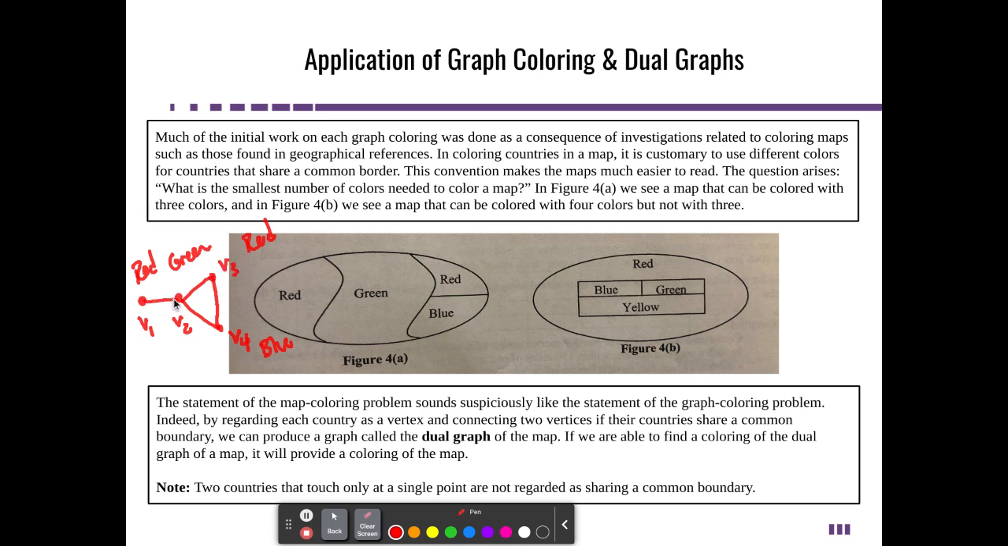I can go red to green and then back to red. But because red and blue are adjacent to each other, I can't have this blue location down here, vertex 4, be red also, even though it's not adjacent. Even though vertex 4 is not adjacent to vertex 1, because we use red for vertex 3, and vertex 3 and vertex 4 are adjacent to each other, I need a different color to meet those requirements. And so in this case right here, we have 3 colors, 1, 2, 3, 4.